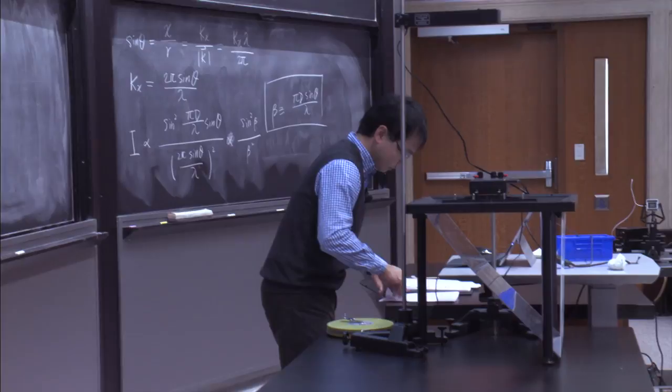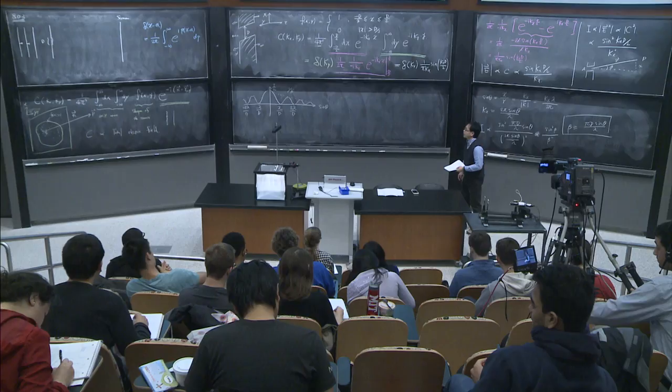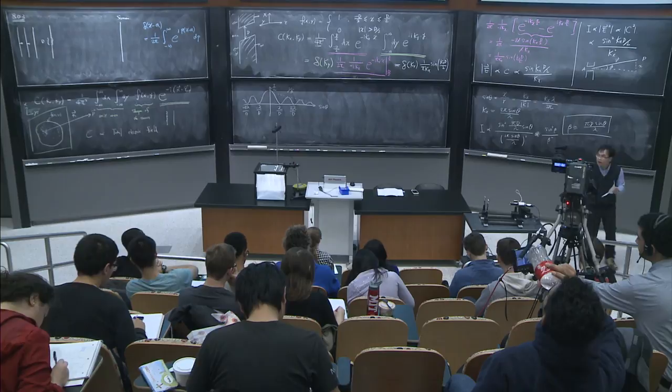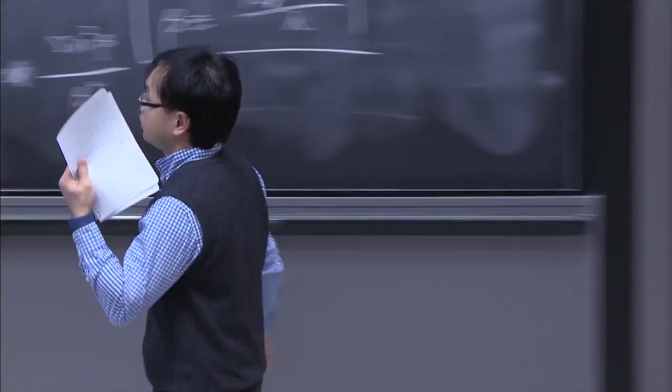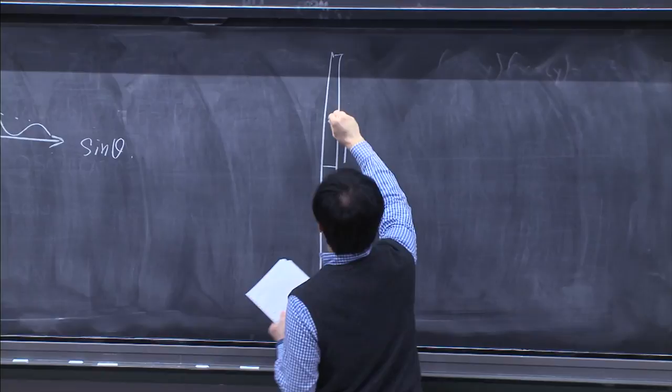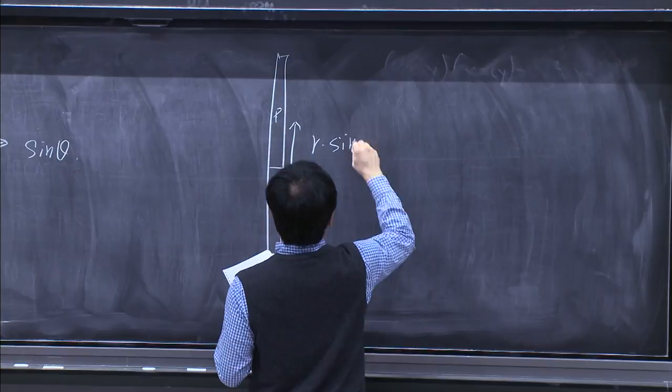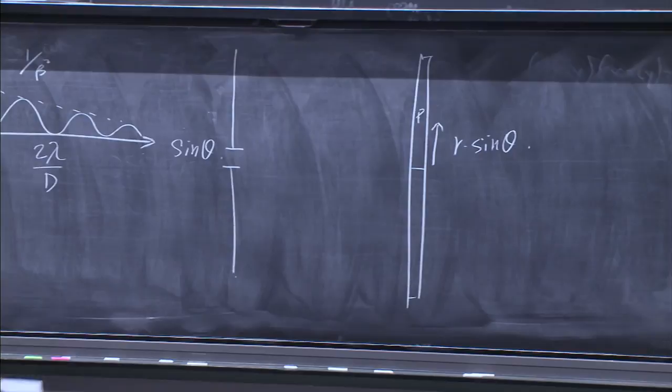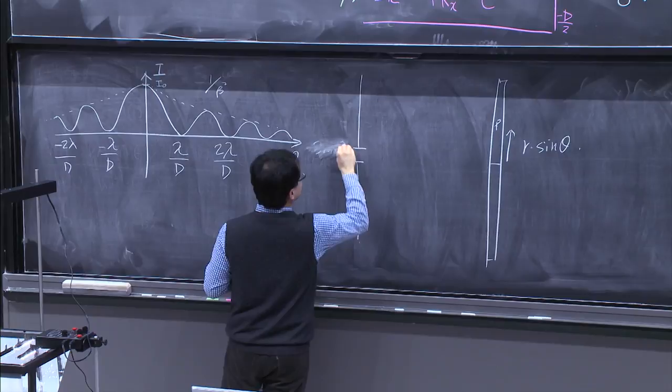Okay. So what you can see here is something really interesting. Sine theta, if you multiply that by R, is telling you the position which you will see on the screen. So if you are interested in some place, a point of interest P, this is just R times sine theta. And this is the slit, and the size of this slit is called D.